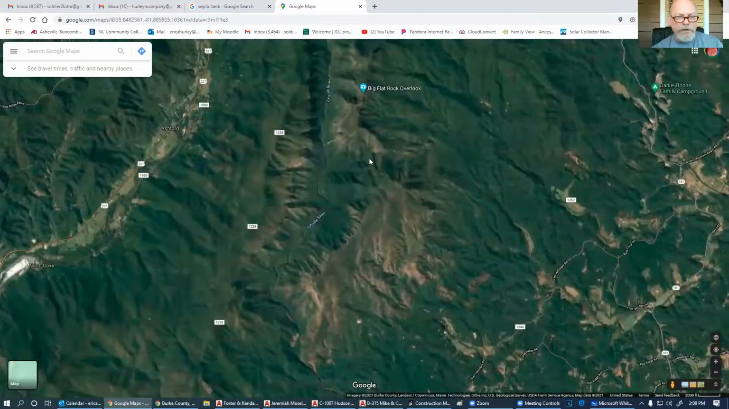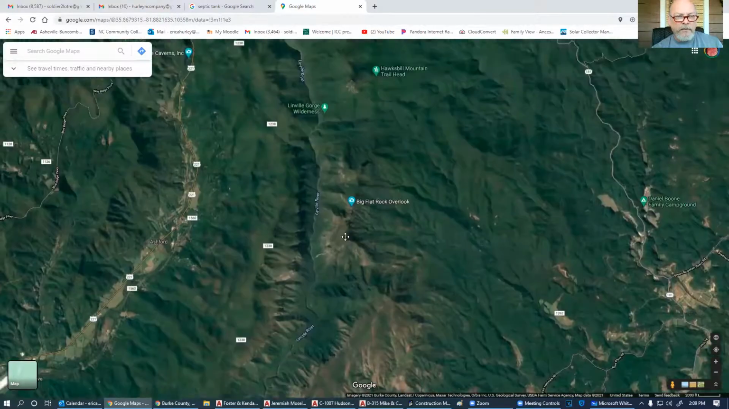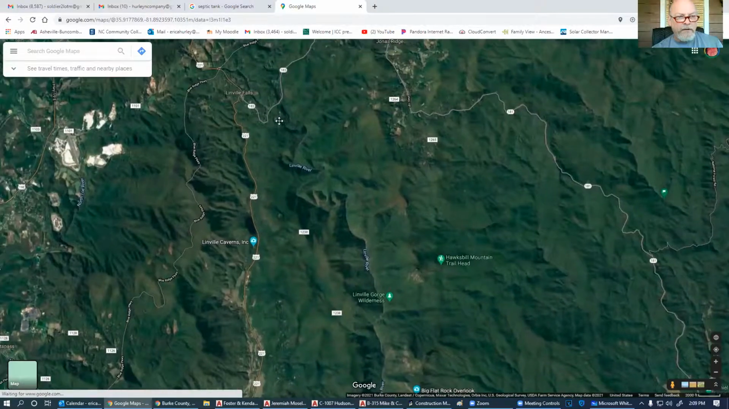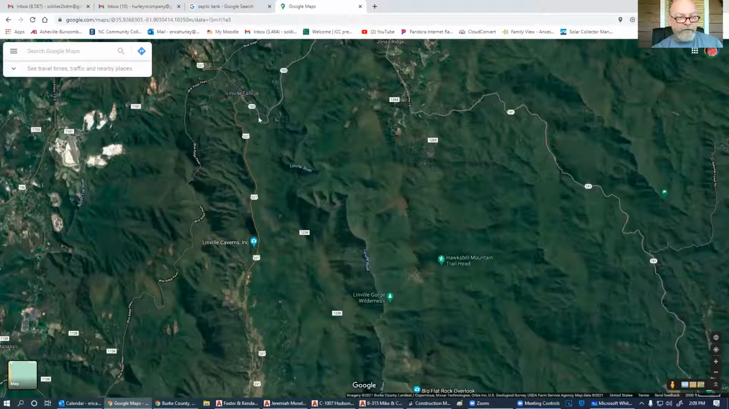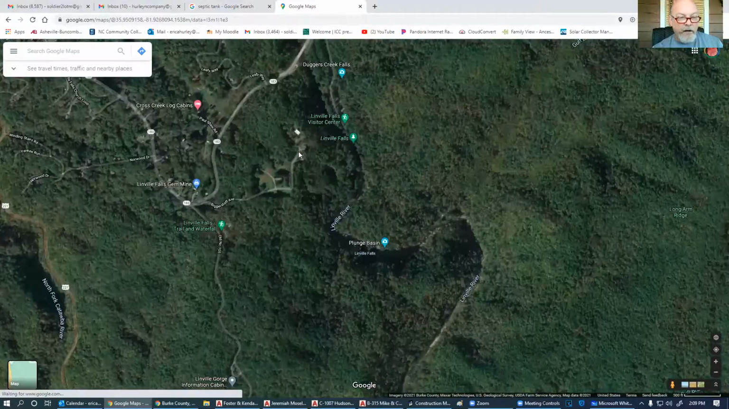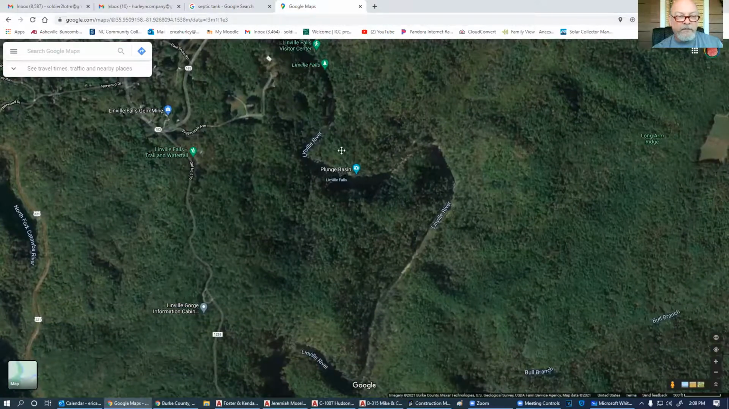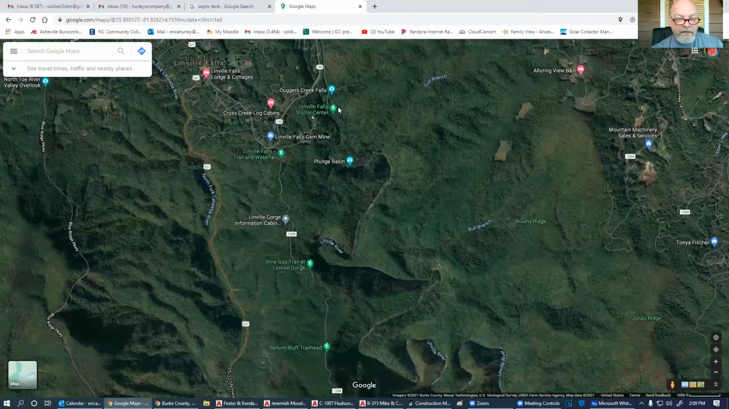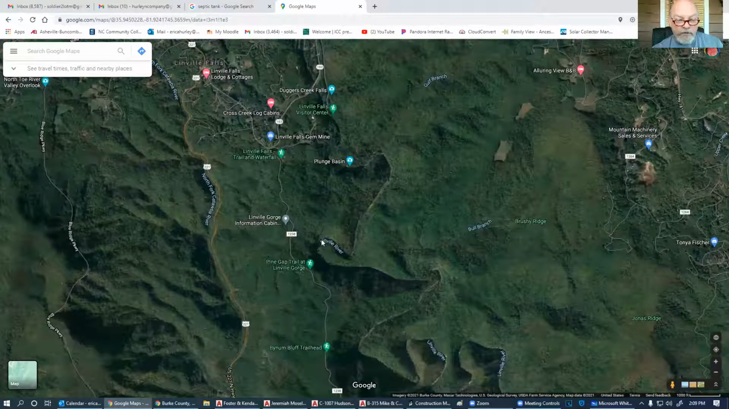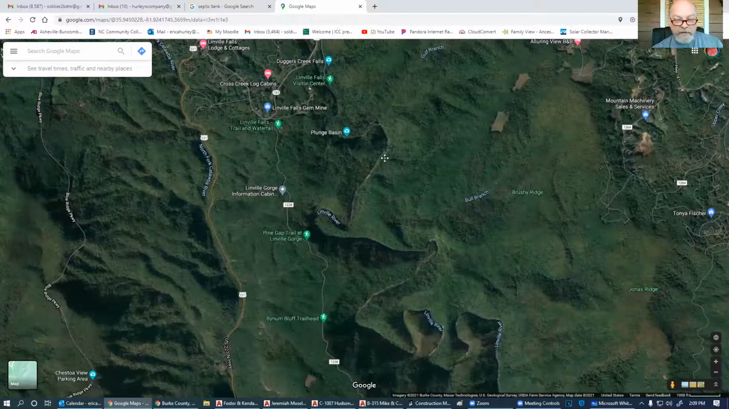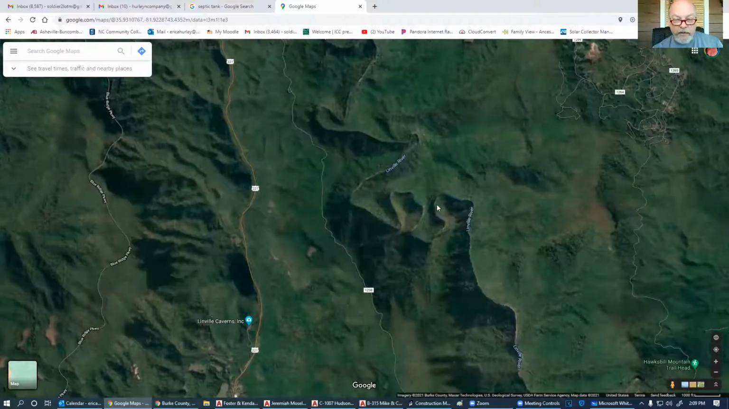And the Linville Gorge is here. So this is Linville Falls, the falls. And this is the beginning of the Linville Gorge. Notice how this river winds down through this gorge, okay?